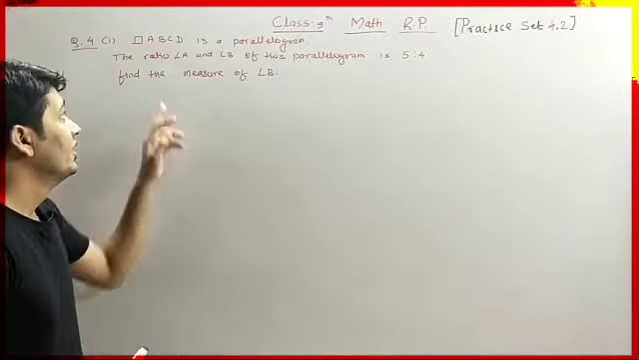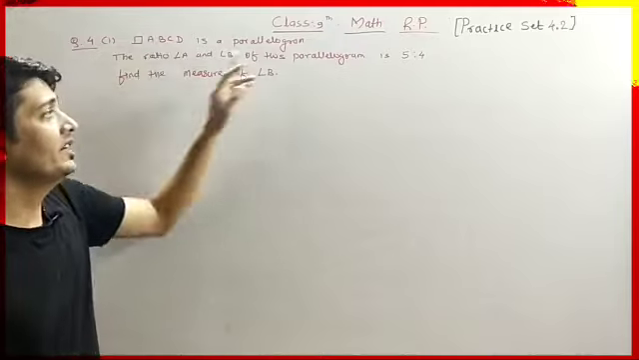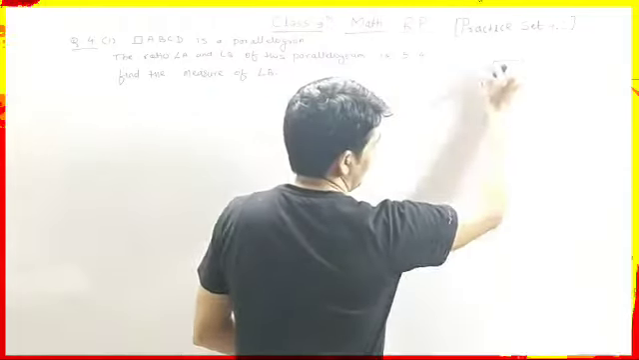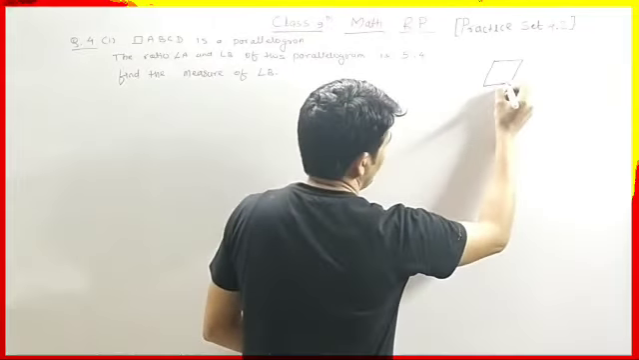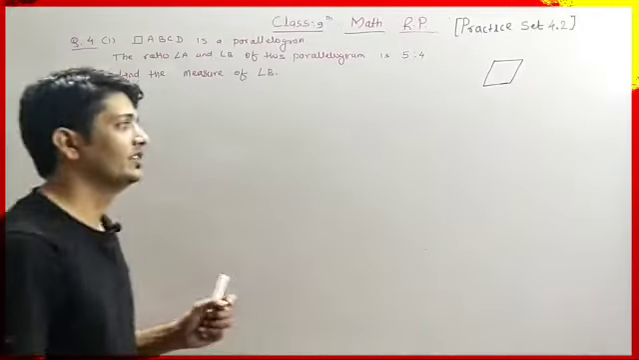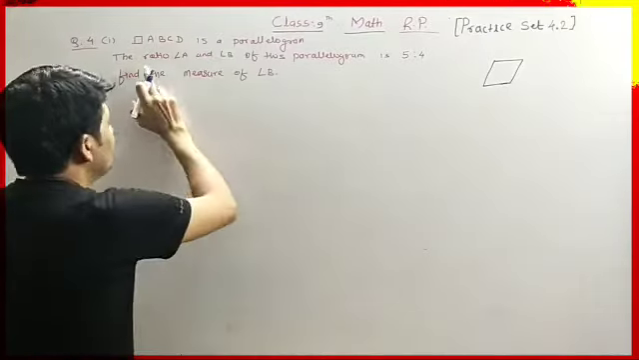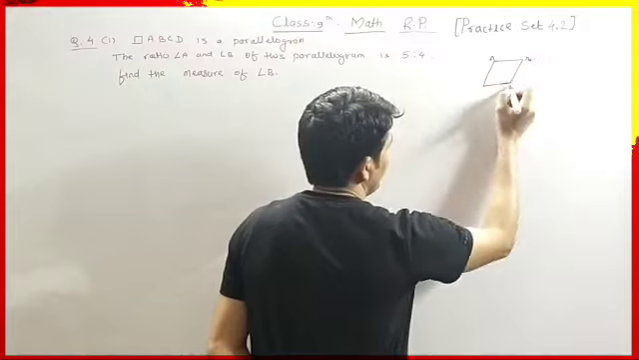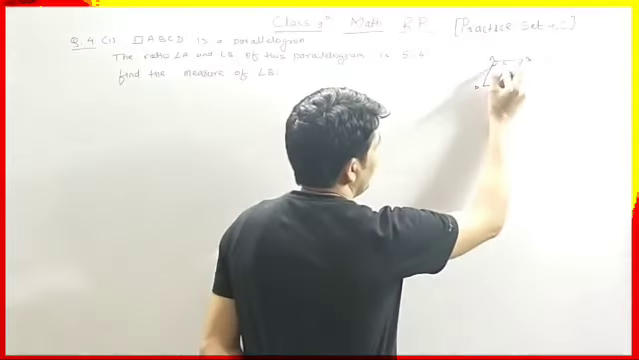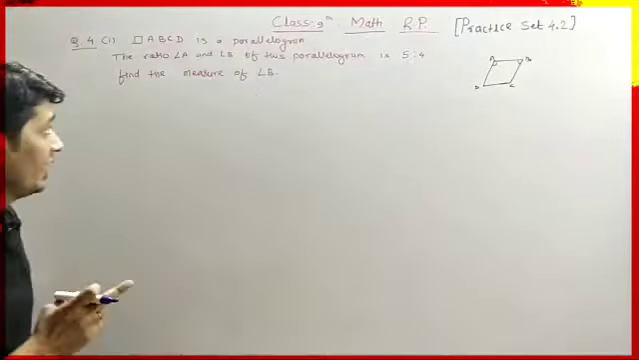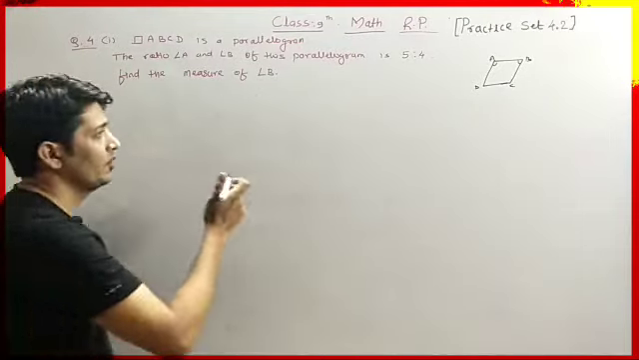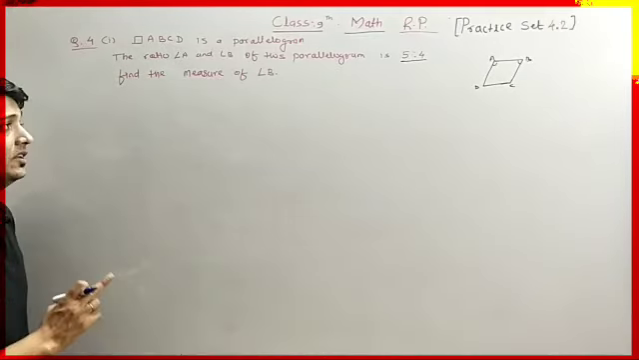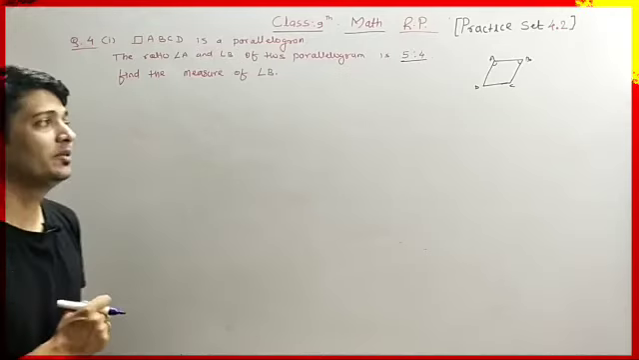It says quadrilateral ABCD is a parallelogram. We know a parallelogram looks like this. If the opposite sides of a quadrilateral are parallel, it is called a parallelogram. The ratio of angle A and angle B is 5:4. Find the measure of angle B.